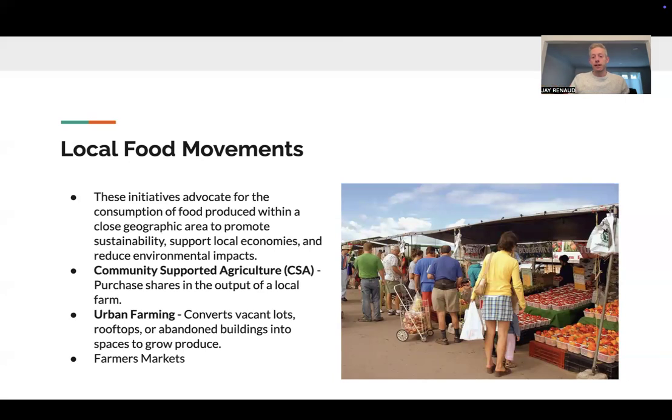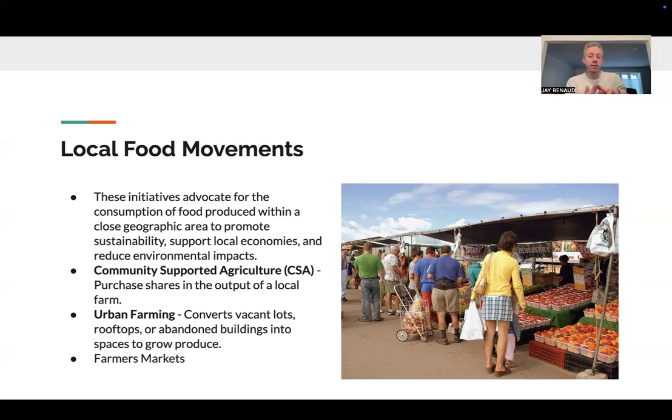Local food movements are great for the environment, less fossil fuel emissions with local food movements. Here's a couple examples of local food movements. You might also see this called locavore movements. CSAs, community supported agriculture. It's like buying stock in a farm. You buy stock into this farm and that money is going directly into the farmer's pocket. It's a farmer that is local or relatively local, and you share in the output of the local farm. Fresh food, you know exactly where it's coming from.